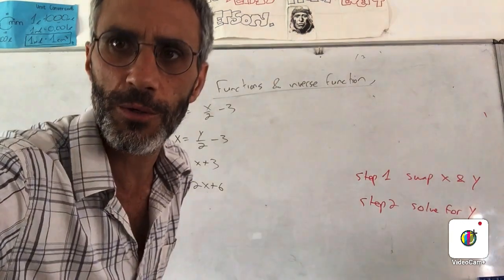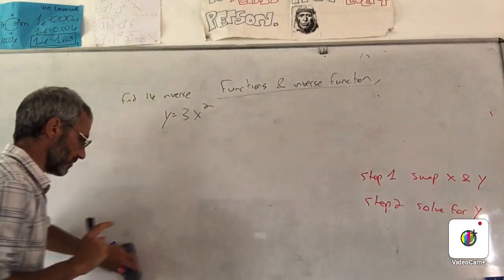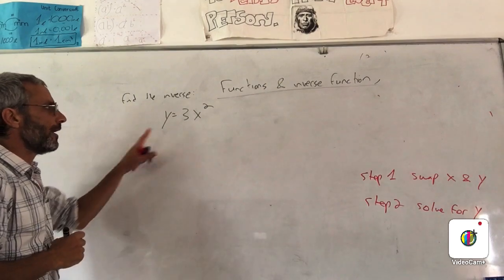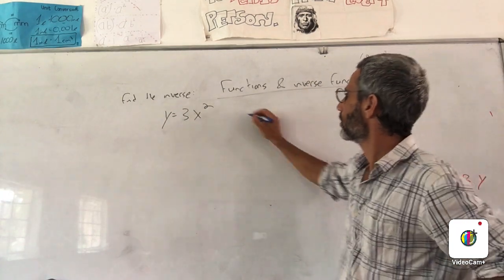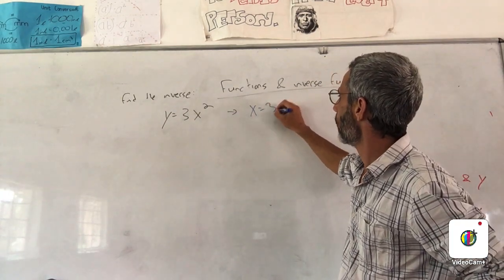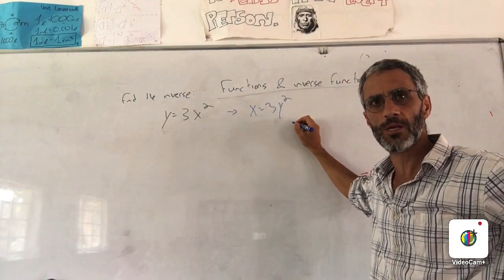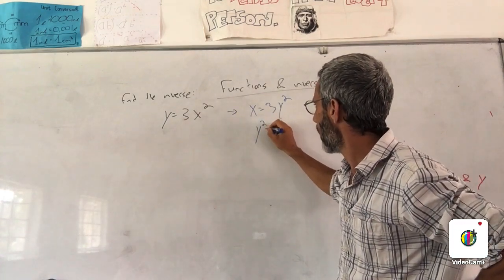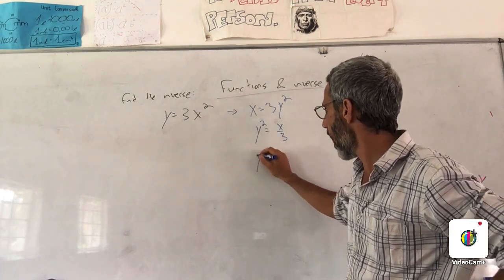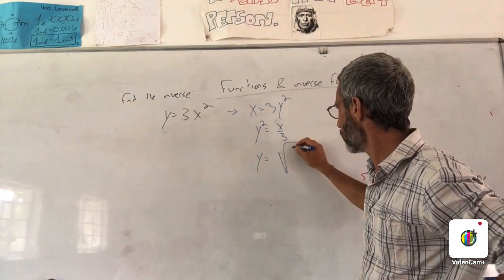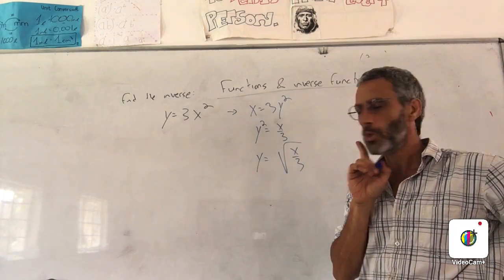I'll just pause for you. Another one, and here there is a little bit of an issue. We're going to add something new. y equals 3x squared. Step 1, what should I do? Swap. x equals 3y squared. And then we want to solve for y. So what are we going to do now? y squared equals x over 3, and then square root it. y equals square root of x over 3. Are we happy with that? Okay, we've got a little bit of an issue.